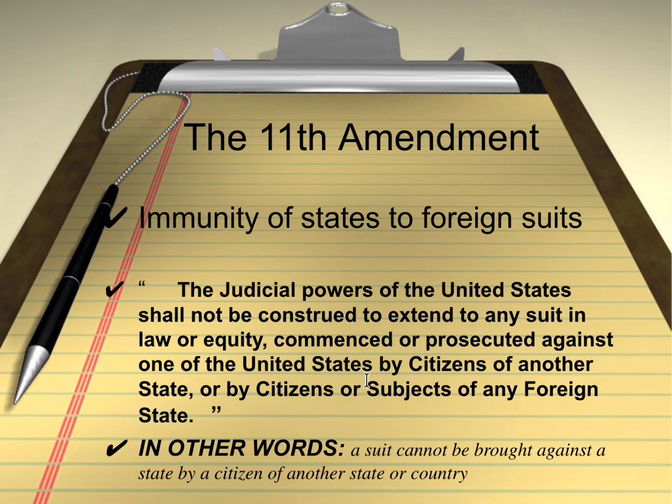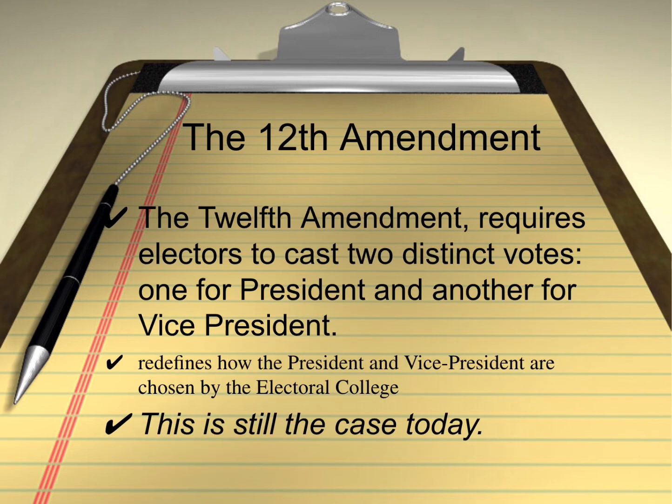And the core idea is the judicial powers of the United States shall not be construed to extend to any suit in law or equity, commenced or prosecuted against one of the United States by citizens of another state, or by citizens or subjects of any foreign state. In other words, it's basically saying a suit cannot be brought against a state by a citizen of another state or country. The 12th Amendment.